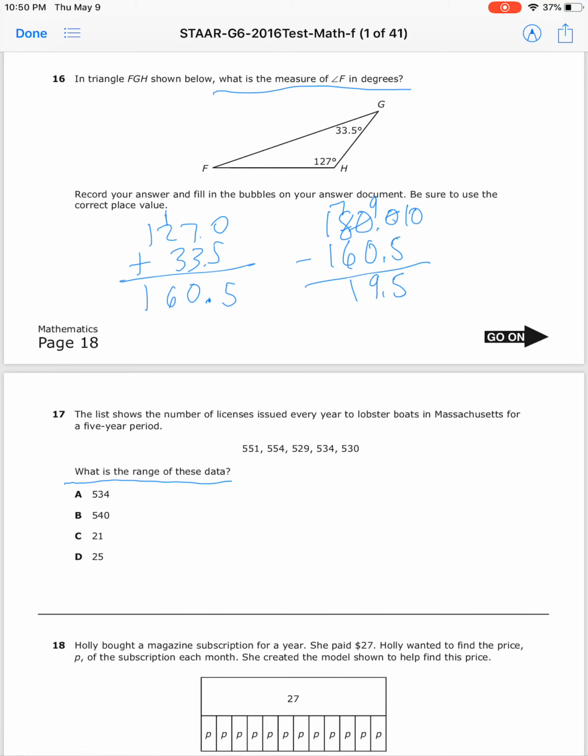So they want us to find the range. And the range, we subtract the smallest number from the largest number. So we have 554, that's the biggest number here. And the smallest number here is 529. Okay, so I know that I need to subtract, so this is going to become a 14, right? This becomes a 4, right? So 14 minus 9 is 5, 4 minus 2 is 2, so our answer is 25. The range is 25.